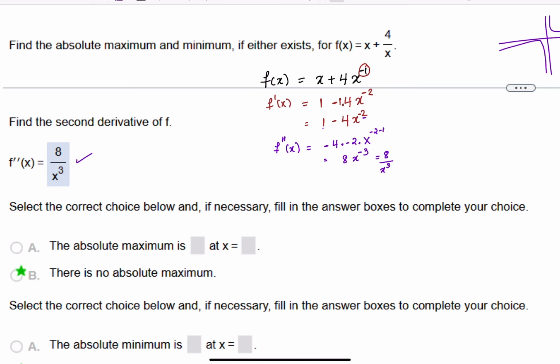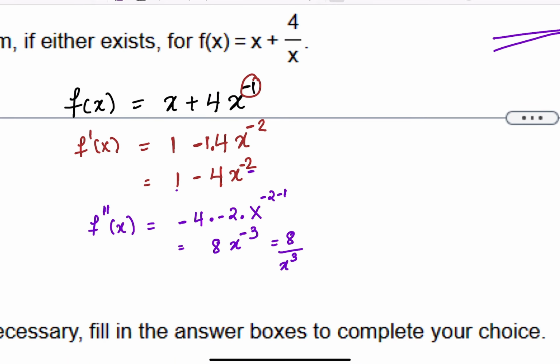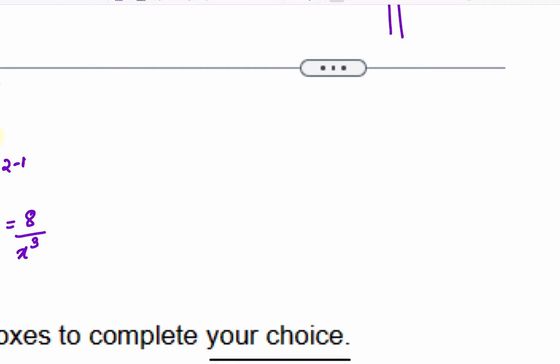Now you might say, Miss, what if I don't think about graphing? How do I find my absolute maximum or minimum? Very good, that's a good question. Again, what do I do? I take my first derivative, which is this, and set it equal to 0. So let's move this here, my first derivative.